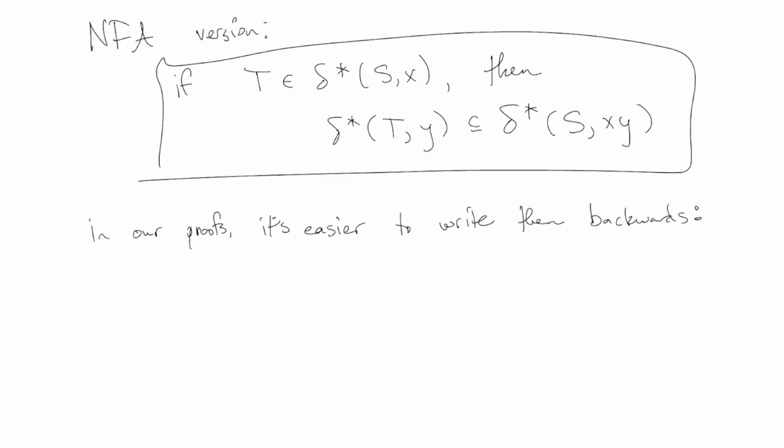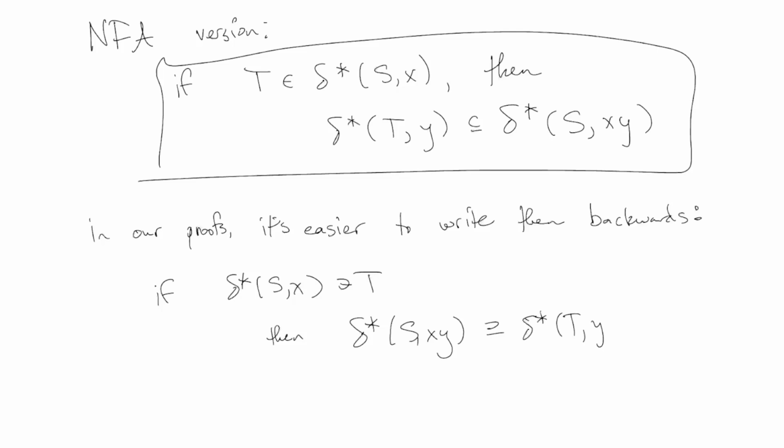So usually the way that we use this is going to be more like: if delta star of S, x contains t as an element. I'm going to write it that way with a backwards element sign. This just means t is an element of that delta star, only I'm writing it the other way around. Then I'm going to write the other one the other way also: delta star of S, xy contains, as a set, delta star of t and y. When we write these proofs, you'll see it's easier to write them down if you write them in that way.